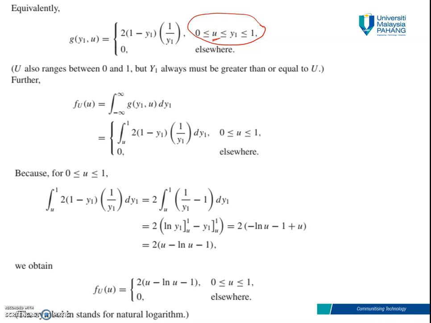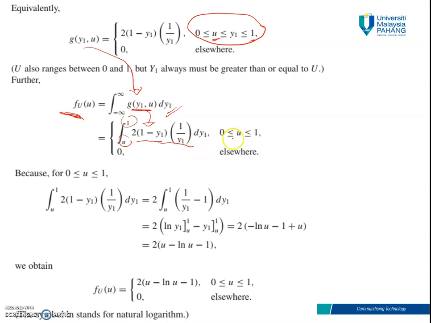Now you can find the marginal density function of u, as in the previous video. You take the joint function of y1 and u inside here, and integrate with respect to y1, because we only have y1 there. When you integrate, y1 is between u and 1, so that's why the limits are u and 1. And here is the joint density function. You put all this in and then integrate.